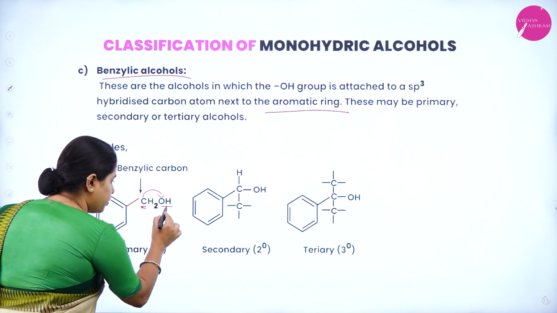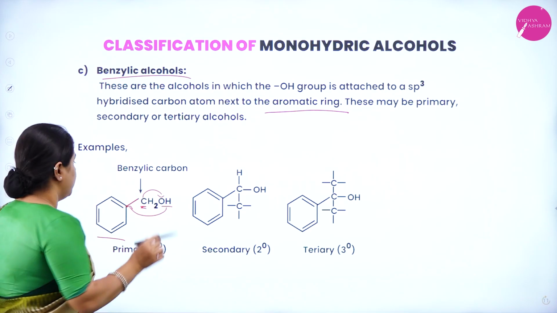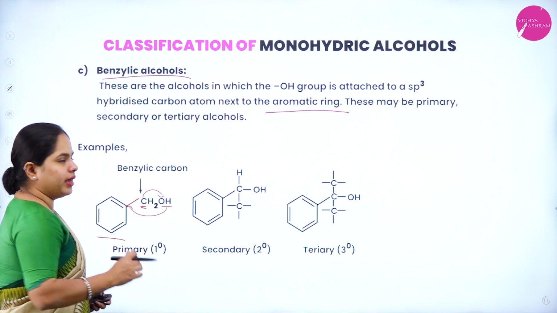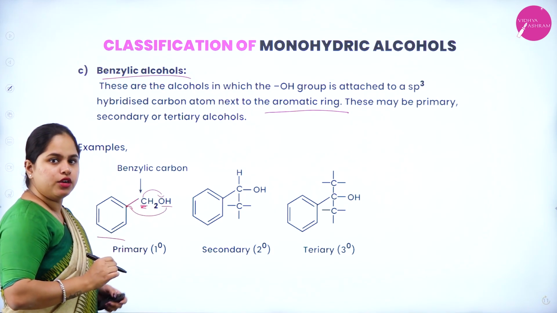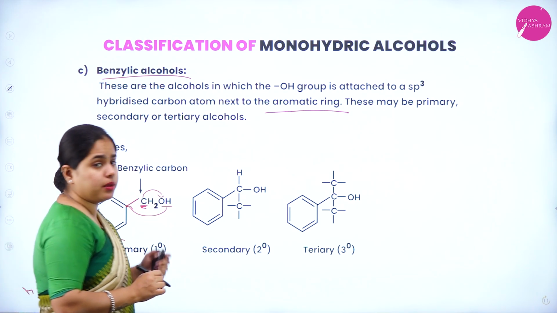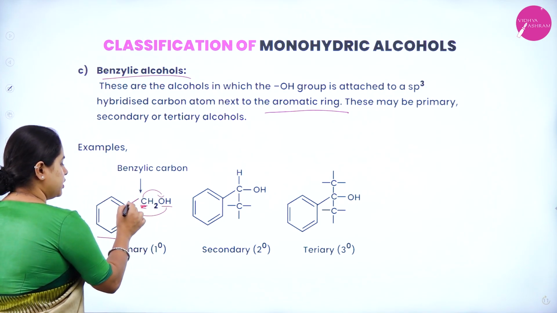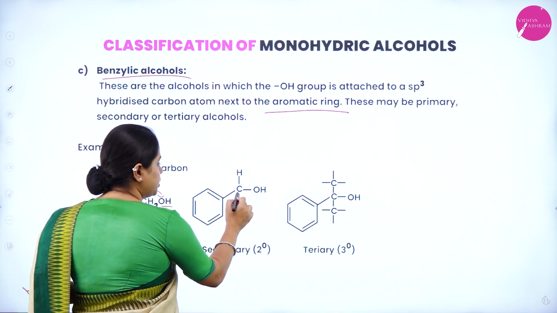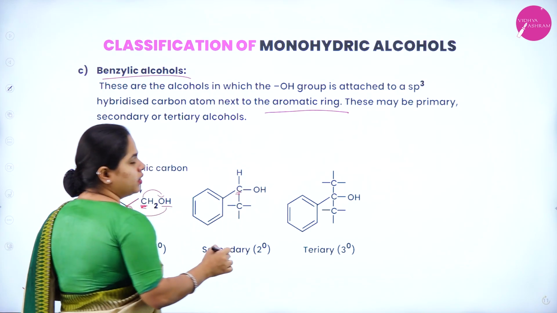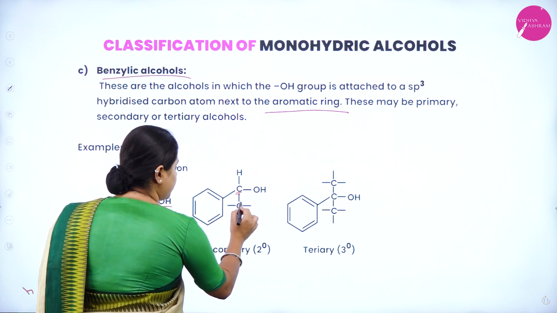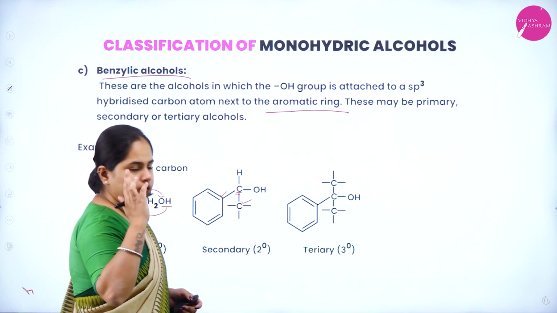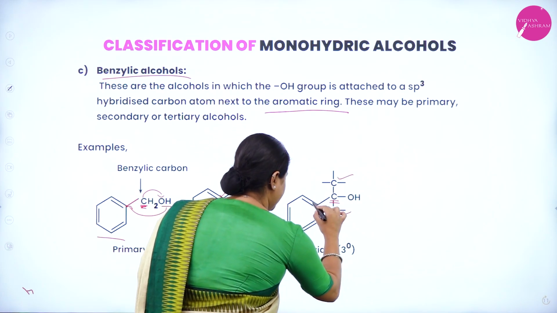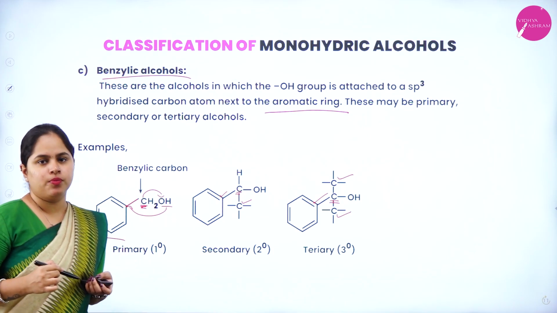But this hydroxyl group is not directly attached to the benzene ring. The benzene is attached to this carbon, which is attached to the hydroxyl group. So this is called the benzylic carbon, not directly attached, right? The next one, this is primary. Why? This carbon atom is only further attached to 1 carbon atom. As you can see in the next one, this is the benzene to which this carbon atom is attached, and to this carbon atom the hydroxyl group is attached. Now this carbon is further attached to 1 and 2 carbon atoms. So this is secondary. Now here also this carbon is your benzylic carbon, to which 1, 2 and 3 carbon atoms are attached. So this is tertiary. I hope it is clear.